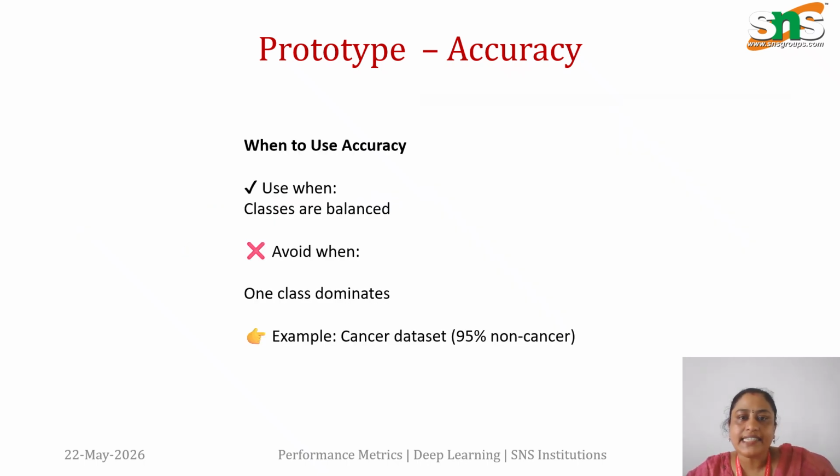Now let's understand when to use the accuracy metric. We can use accuracy for evaluating the model when the classes are balanced. We have to avoid it when one class dominates the other, that is, for imbalanced data sets, for example a cancer data set. For this you have to avoid accuracy as a metric to evaluate the deep learning model.